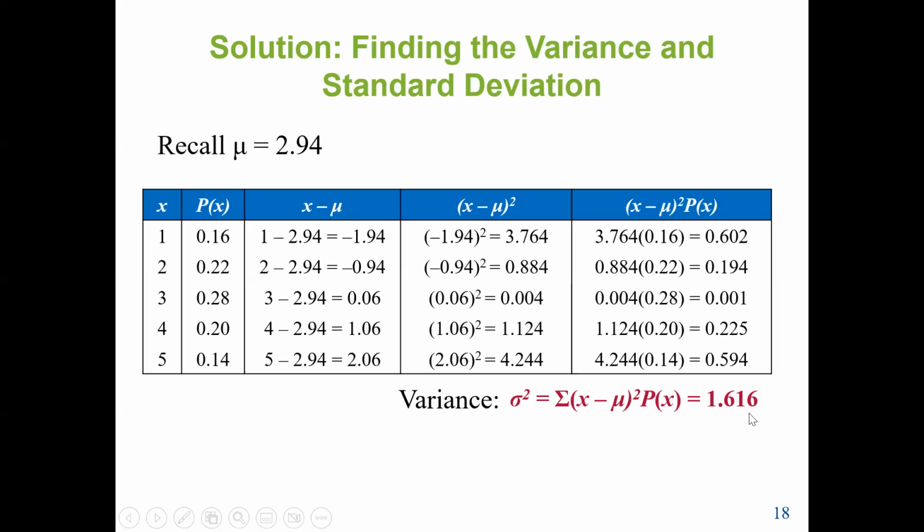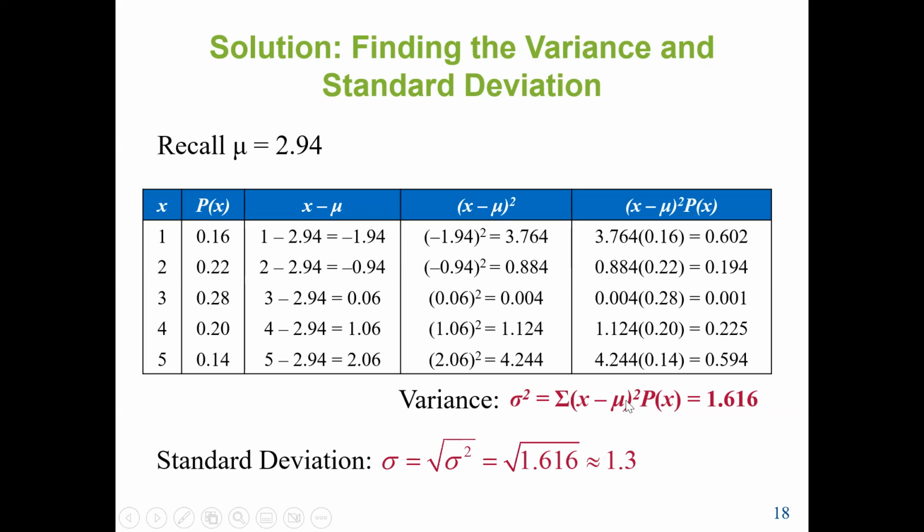1.616. So that's the formula again. The difference of each x value and the mean, all squared, times the probability of x, summed over all the categories. So if we know the variance, to find the standard deviation it will be the square root of the variance, which will give us 1.3.